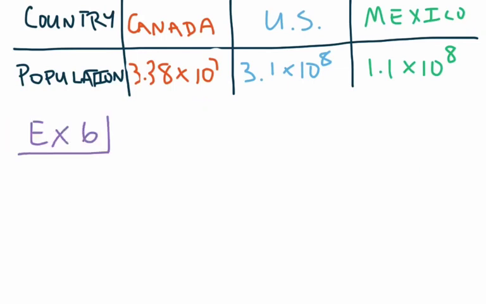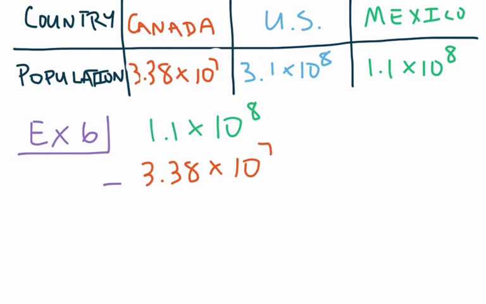For our last example, I want to take a look at comparing Mexico's population to Canada to see how many more people Mexico has in it compared to Canada. So we're going to subtract. It's going to be a subtraction problem if we're trying to find out how many more people Mexico has. So we're going to take 1.1 times 10 to the 8th, and we're going to subtract from that 3.38 times 10 to the 7th.